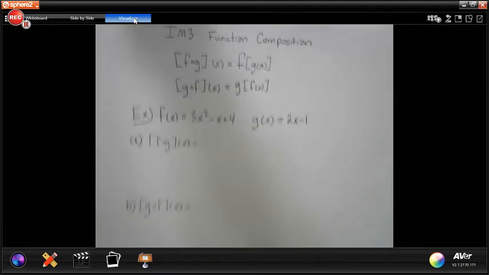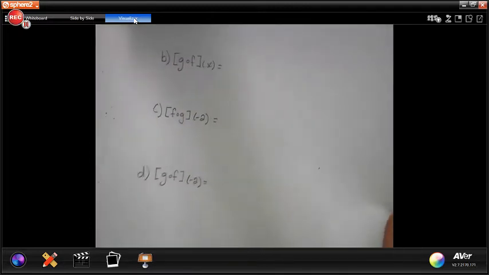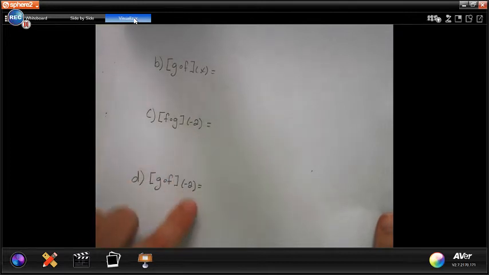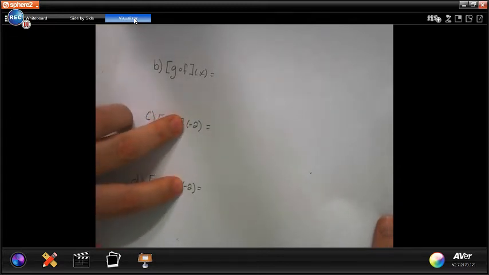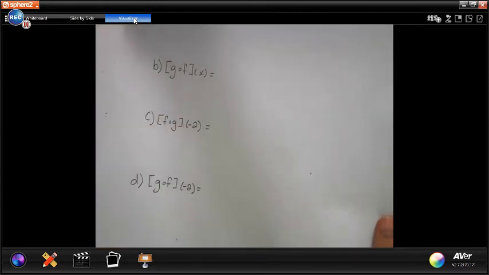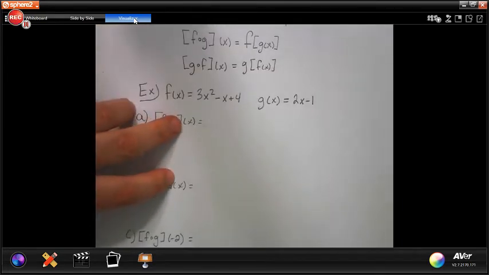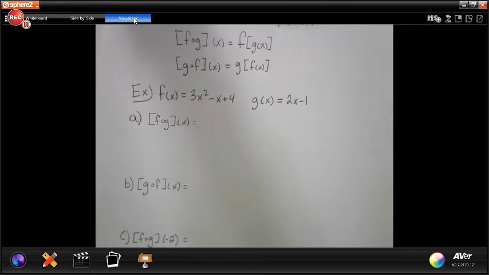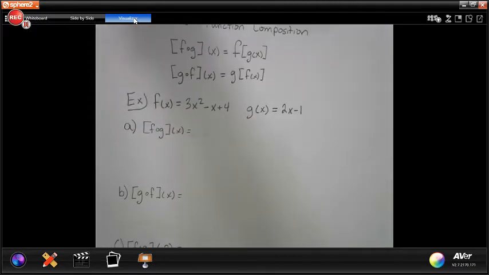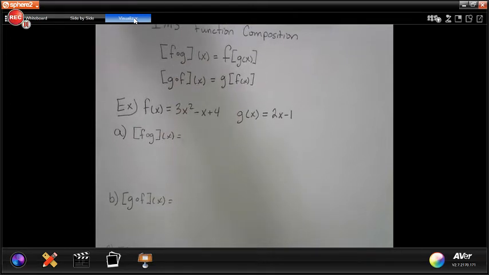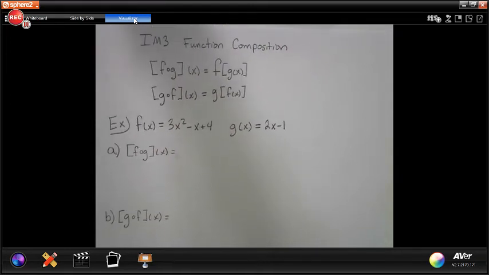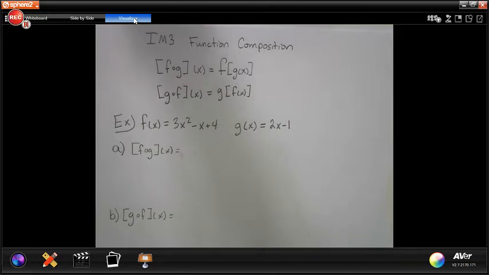Okay, but we're also going to have some problems where we do composition, but we also find a value. So these ones, when we have a plug-in of a number, you're going to have an answer of a number. These ones where your plug-in is x, then you're going to have an answer that's an expression with x in it. Okay, always make sure to simplify. We're adding like terms and things like that. Okay, so function composition.